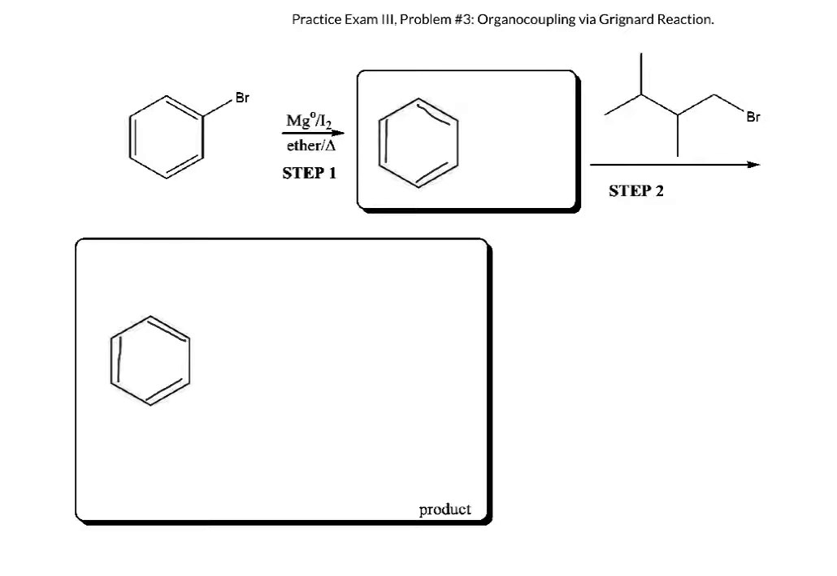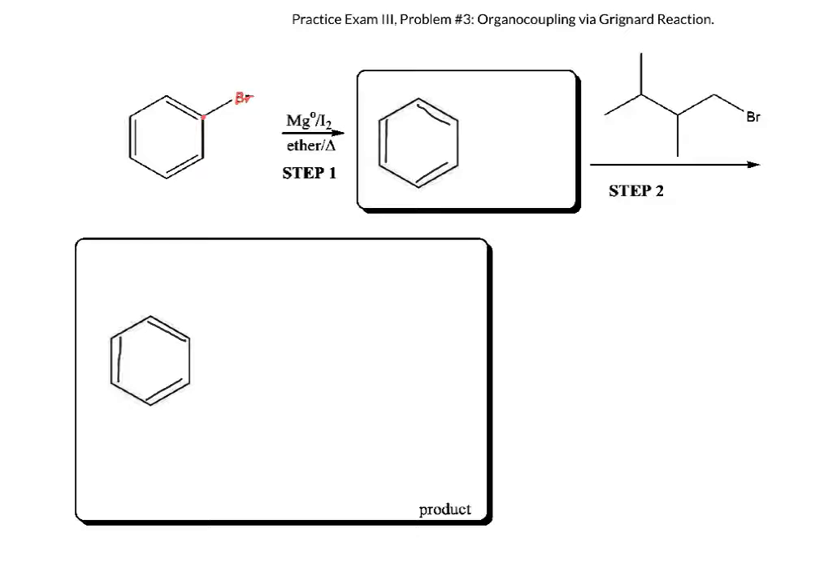Problem number 3 on the practice exam is an example of a Grignard reaction. It proceeds in 2 steps. First, we transmetallate the carbon-halogen bond, meaning we'll insert the magnesium metal in between carbon and bromine. By doing so, we'll reverse the polarity of the existing bond.